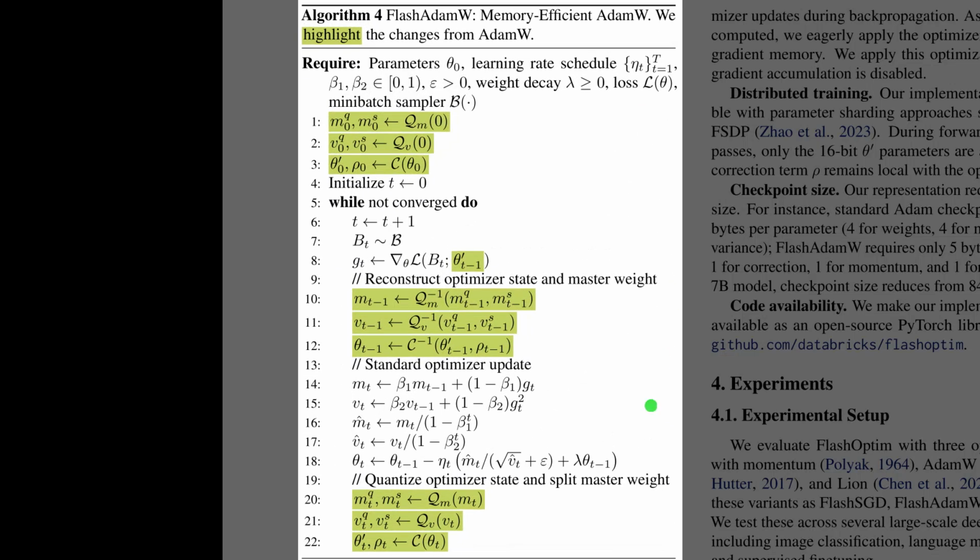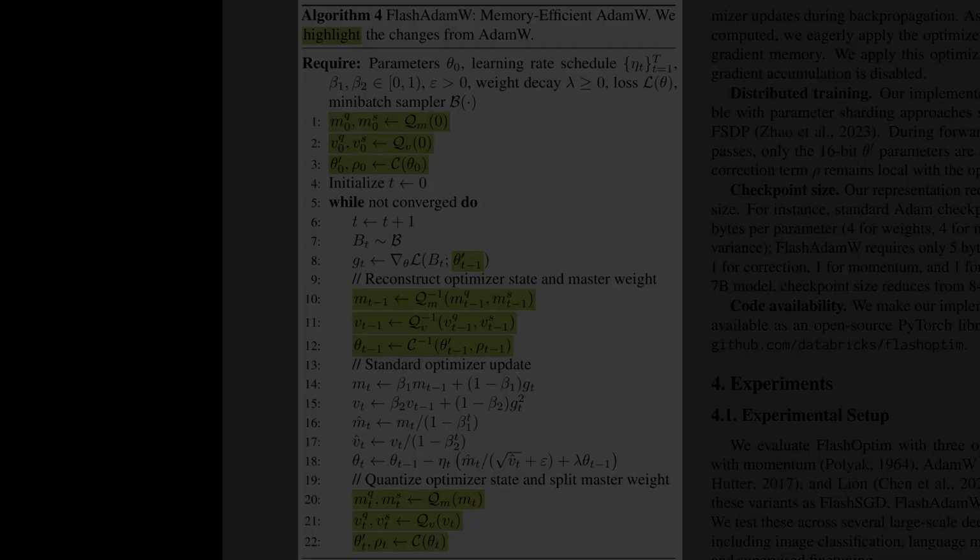Alright, Algorithm 4 details the actual step-by-step process FlashAdamW uses to maintain these savings. The core innovation is wrapping the standard optimizer update in a dynamic prologue and epilogue. First, looking at lines 10 through 12, the prologue reconstructs the full precision master weights and optimizer states from their compressed forms, just in time for the calculation. Then, the standard update logic runs in the middle. Finally, lines 20 through 22 immediately requantize the updated momentum and variance, and split the new weights back into storage-efficient formats, which ensures the high memory footprint never persists between steps.